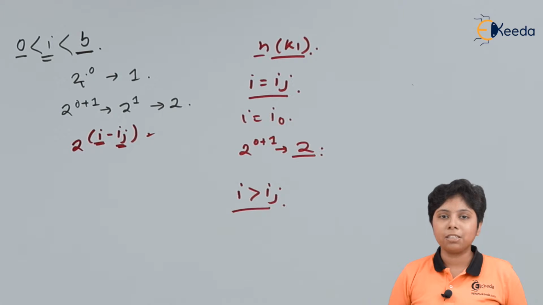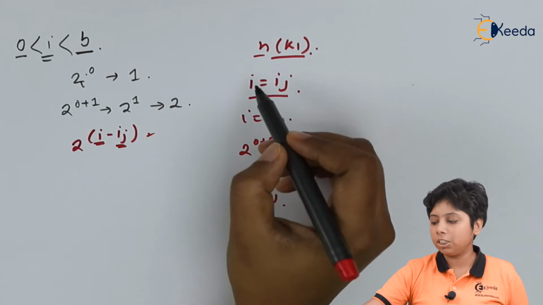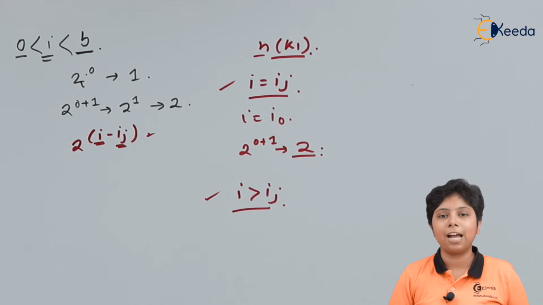If it is not inserted, then we again perform this and check this condition: i equals ij or i greater than ij. For once, it will happen.